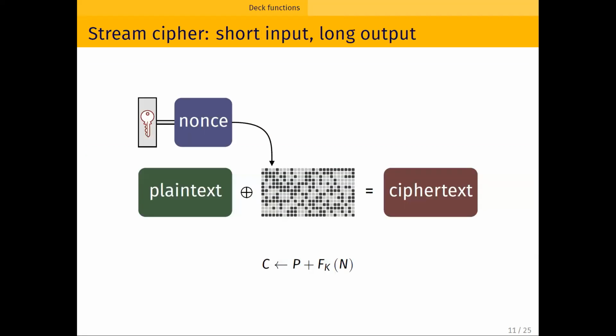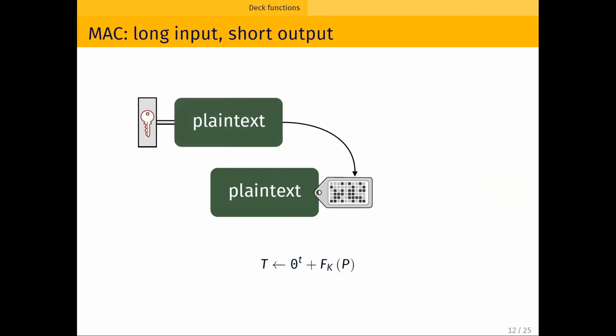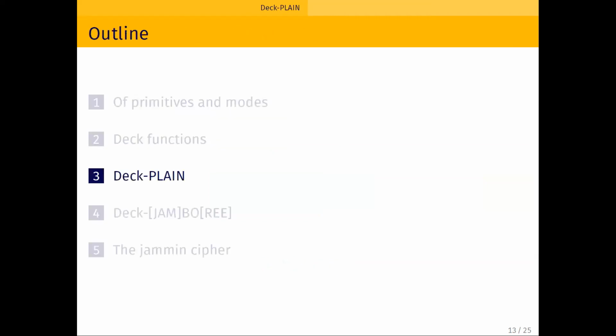Okay, so there are some trivial examples. It can be used as a stream cipher: you just input the nonce to the DEC function, and you use the output as a key stream. It can be used as a MAC: you input the plaintext, and you take the output as the MAC. But there are, of course, more advanced modes. So I would like to describe some authenticated encryption modes. We'll describe five of them with different sets of properties: DEC plain, and then four different ones. I will just start with the simplest one, DEC plain.